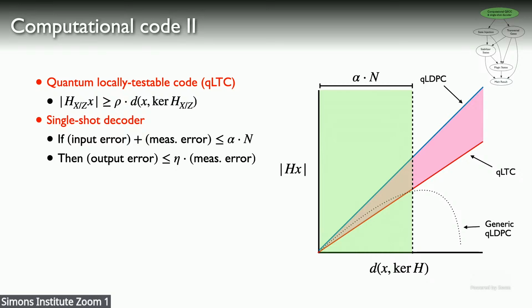So recall that we had this syndrome extraction circuit. It just measured, and it's going to have faults. So there's going to be some measurement error associated with the syndrome extraction circuit, and there's going to be some input error. And as long as these two are not too large, then we have some control over the output error after we've run our decoder and applied the correction that it outputs. And the output error is controlled by the amount of measurement error that we had. So as long as we're not too far outside the code space, we can correct and bring ourselves back to the code space.